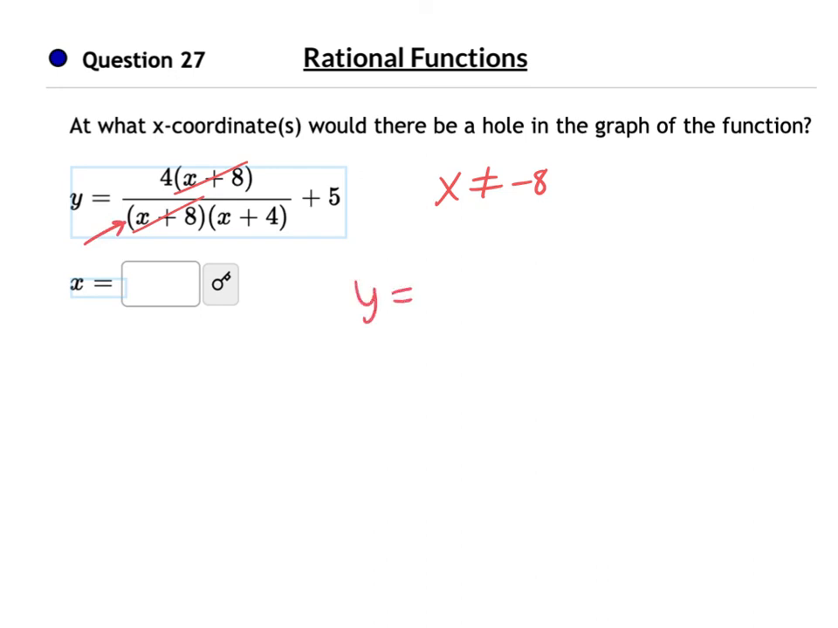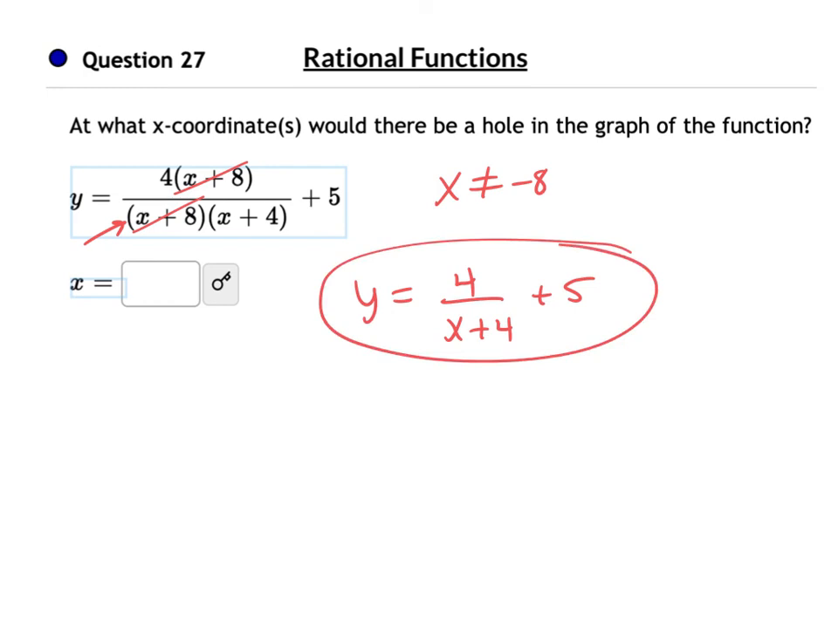The function then is really y equals 4 over x plus 4 plus 5, and I would graph this like normal, but I know that x can't be -8. So at x equals -8, you'd have this curve, and there would be an open spot in it, and you get what's called a hole. A hole is an undefined spot in the curve. This would be what you'd graph, but at x equals -8, it's undefined, and you get a hole. X equals -8, then, is the answer.